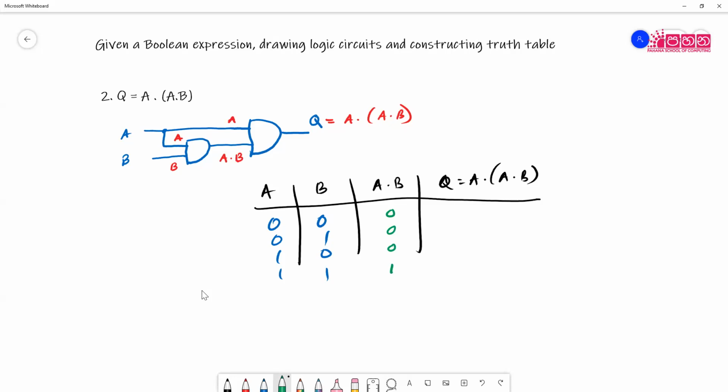Now we have A dot B, and we have A. Again, you have to multiply these two together. So 0 and 0 again 0, 0 and 0 again 0, 1 and 0 again 0, 1 and 1 we will have 1. We will get the same answer as the previous case.